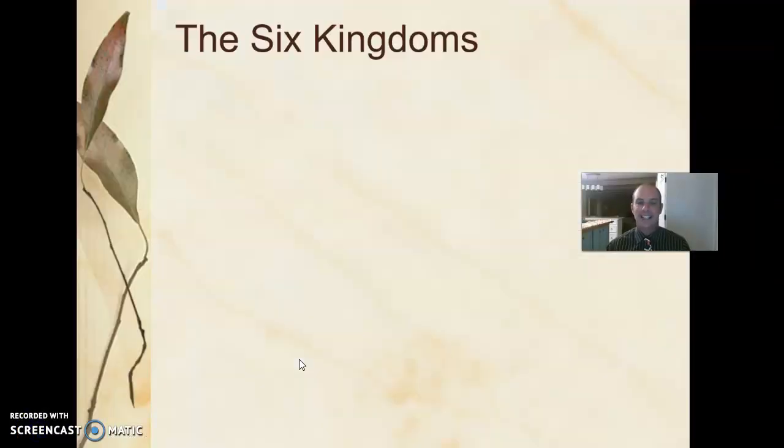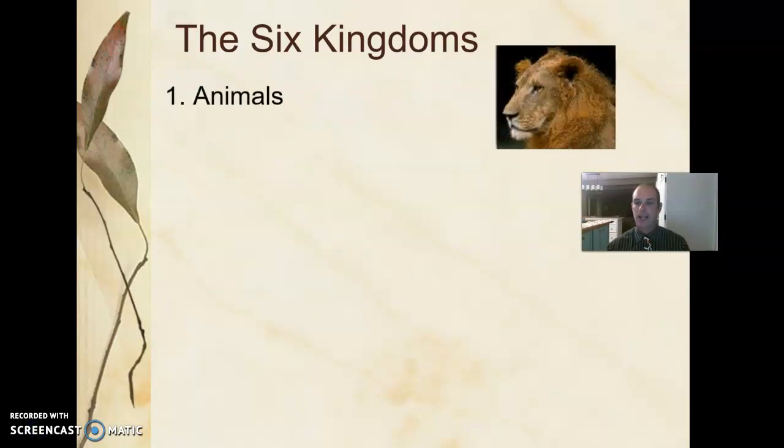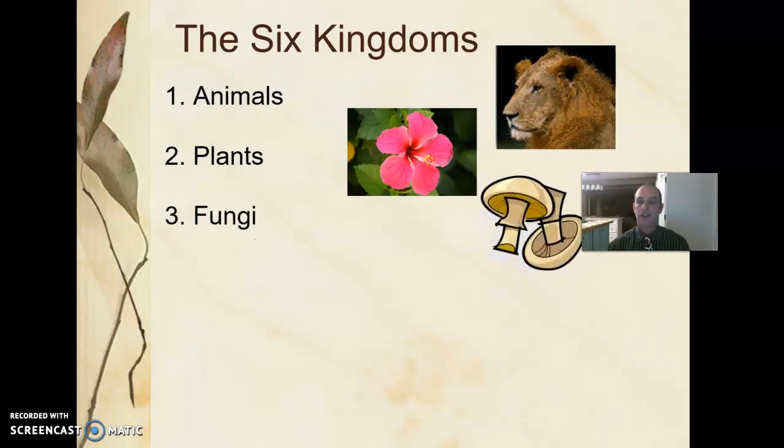Okay, so here are the 6 kingdoms that we classify all organisms into. Kingdom 1, animals. Picture a lion. Us, any animal you're thinking of, your dog, your cat, all belong in the animal kingdom. 2, plant kingdom. Beautiful flower there. 3, fungi. I like to call that my kingdom because I'm a fun guy. No? Not funny? All right.